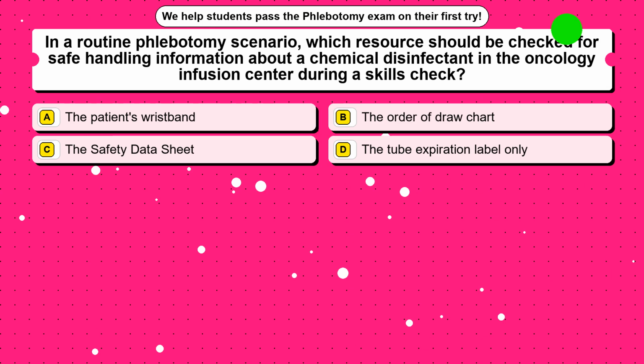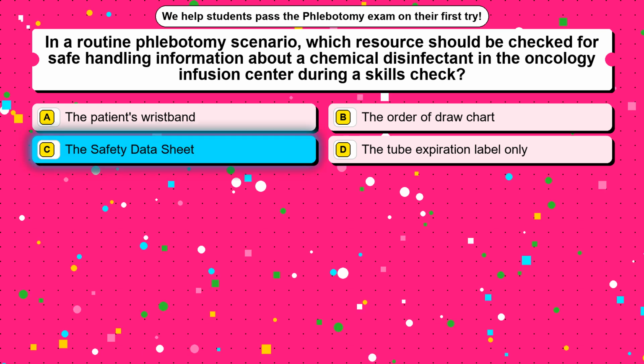Question 14. In a routine phlebotomy scenario, which resource should be checked for safe handling information about a chemical disinfectant in the Oncology Infusion Center during a skills check? Option A. The patient's wristband. Option B. The order of draw chart. Option C. The safety data sheet. Option D. The tube expiration label only.